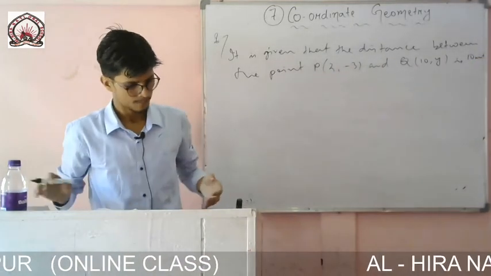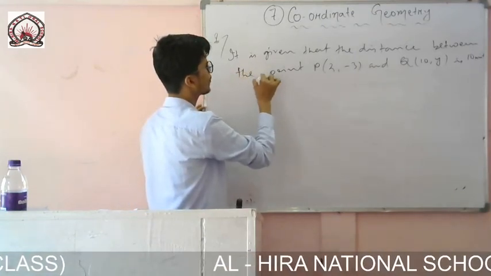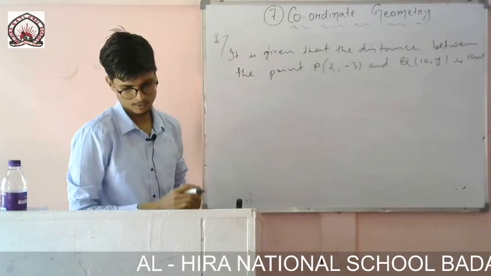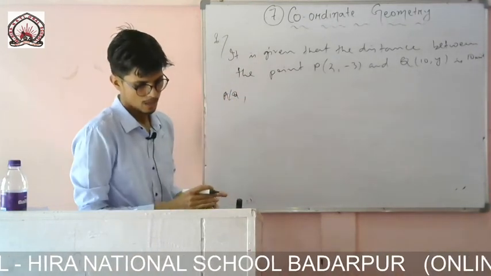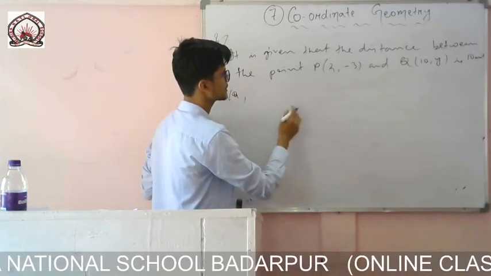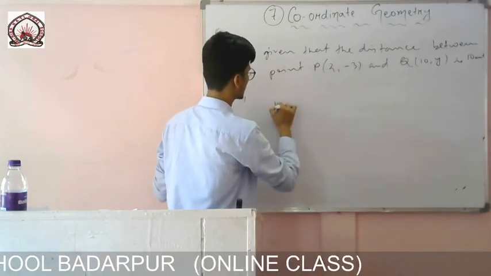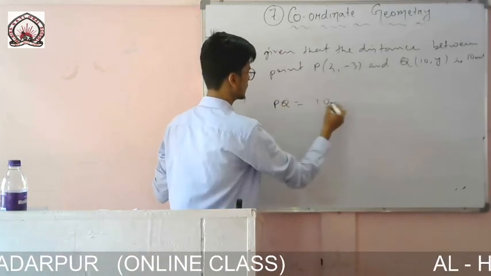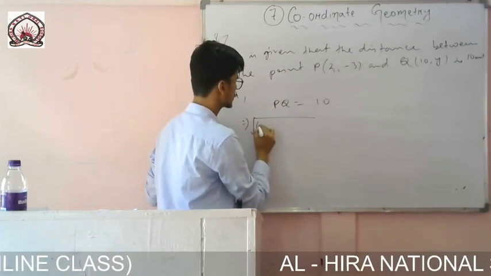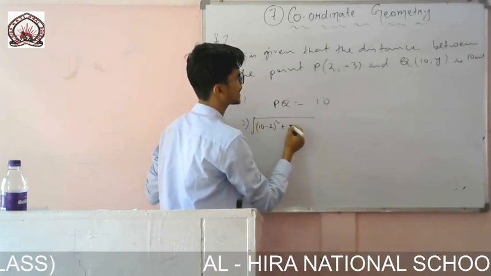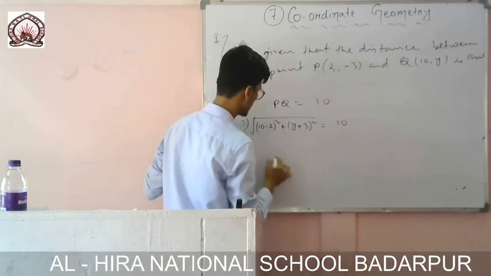Here it is given that the distance between the points P and Q is 10 units. So directly I can write, according to the question, distance between the points, that means the distance formula. PQ will be equal to the given 10 units. So what is the formula? It will be the square root of (x2 minus x1) whole square, that means (10 minus 2) whole square, plus (y minus (-3)), that means (y plus 3) whole square, equals 10.